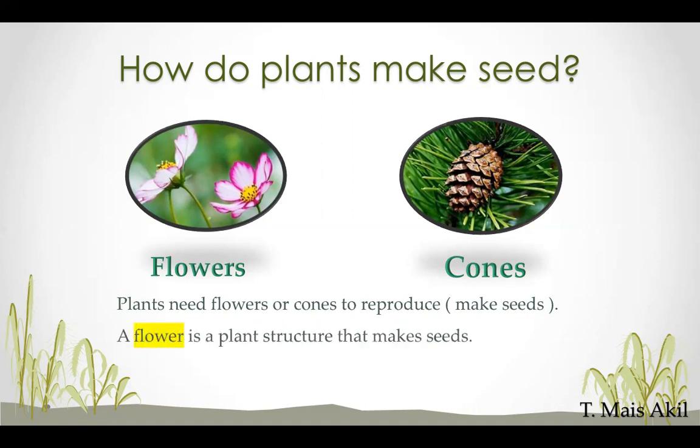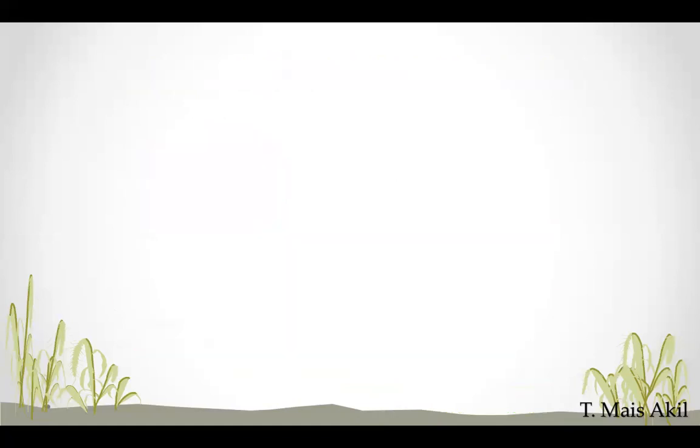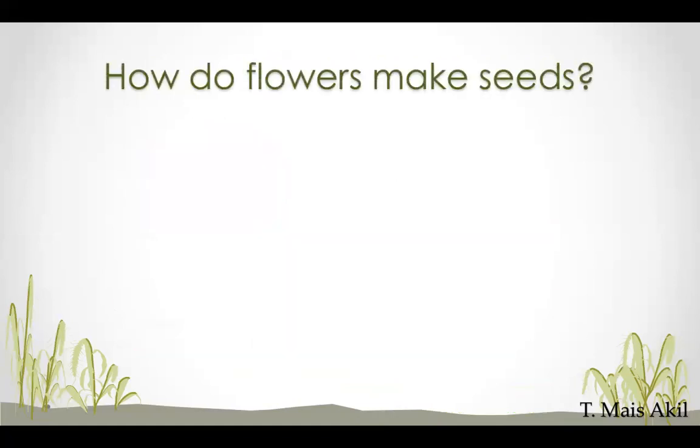A flower is a plant structure that makes seeds. We can say the same for the cones. The cone is a plant structure that makes seeds. Plants with flowers are called flowering plants. How do flowers make seeds? So today we are going to watch how the flowers make the seeds.